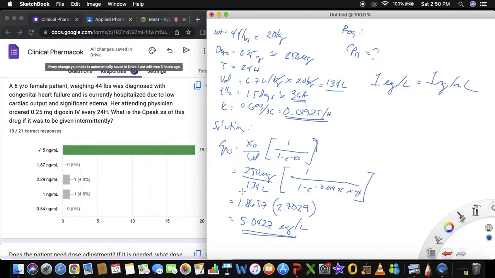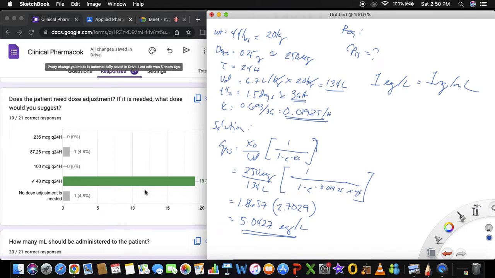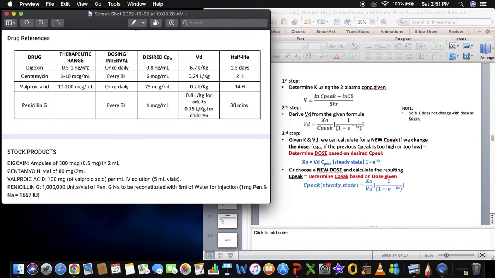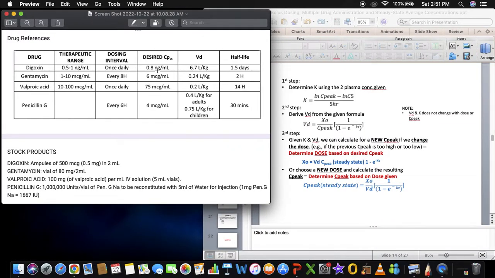Alright? So, most of you got this correct naman. Okay, no problem there. Alright, so does the patient need dose adjustment? If it is needed, what dose would you suggest? Okay, so in this case, class, 250 micrograms tayo. Ang lumabas na peak plasma concentration is 5. And looking at the given table, the allowable therapeutic range is only between 0.5 and 1 nanogram per ml. So di hamak naman, class, na it's already 5 times more than the allowable therapeutic range. So mag-a-adjust tayo ng dose. In this case, ano ang desired ko? Gusto ko nasa 0.8 lang siya.